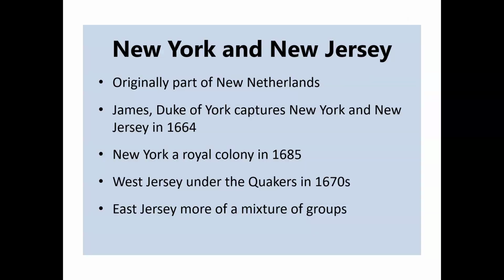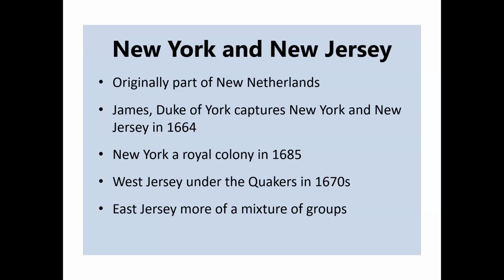Now, New York and New Jersey, of course, originally were part of New Netherland. So the early stuff pre-1664 is predominantly not English. It's when we get the Duke of York capturing New York and New Jersey in 1664 that we begin to see a change in some of the people who are settling in these areas. New York itself becomes a royal colony in 1685.